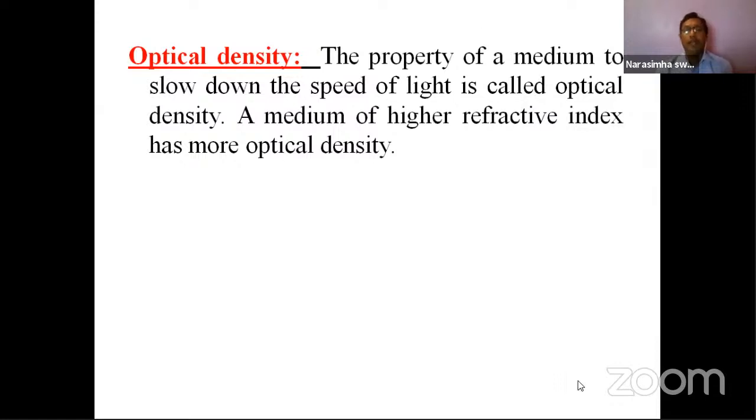So a medium of higher refractive index has more optical density. Whatever the medium is, if it has more refractive index. What is refractive index? Just now we discussed. It is the ratio of the velocity of light in air to the velocity of light in the medium. So if that medium has a high refractive index, definitely it has more optical density.